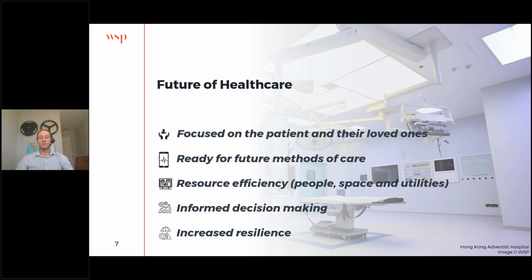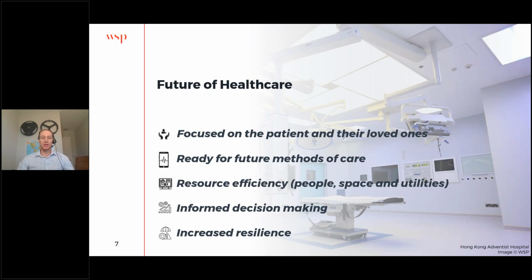There are admittedly many more trends, but we do see these bubbling up to the top in various conversations that we have all across the world. So this is not just the trends we see in the US, but also when we look at it from a global perspective. There's a major focus on the patient. That is at the center of any healthcare facility, focusing on the patient and their loved ones.